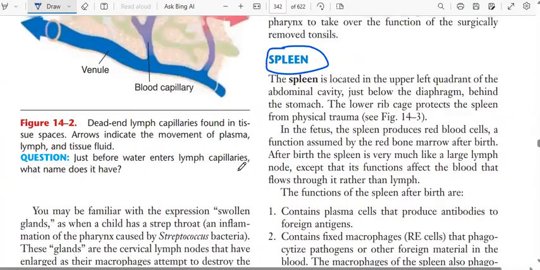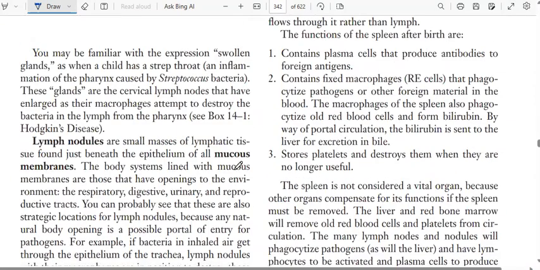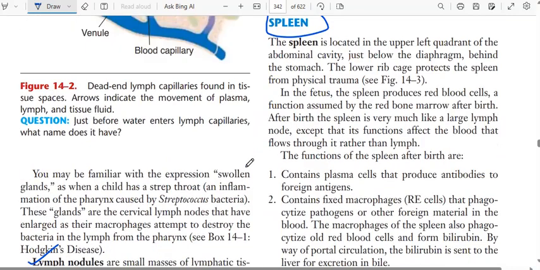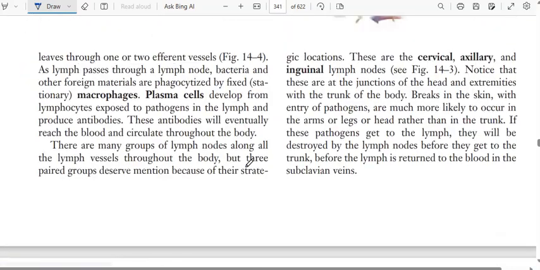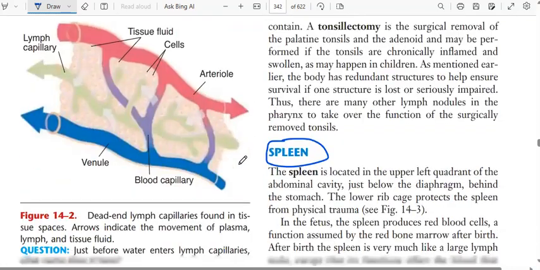Like tonsils, the nodules are present in the mucous membrane of the digestive system, urinary system, respiratory system, everything. So now we will talk about the spleen.